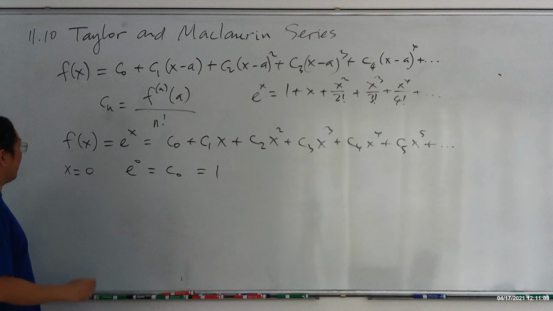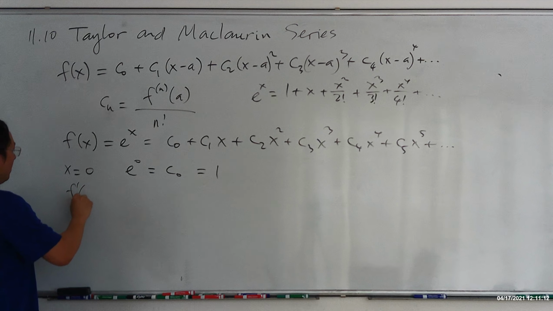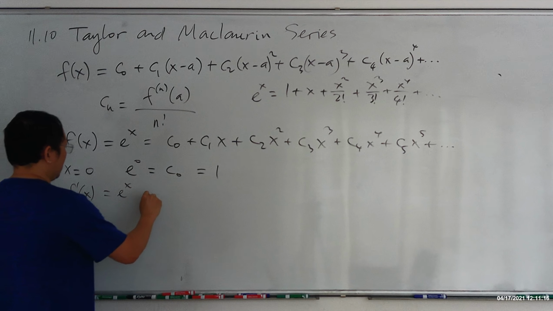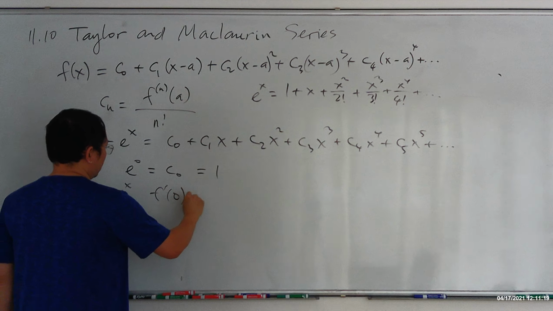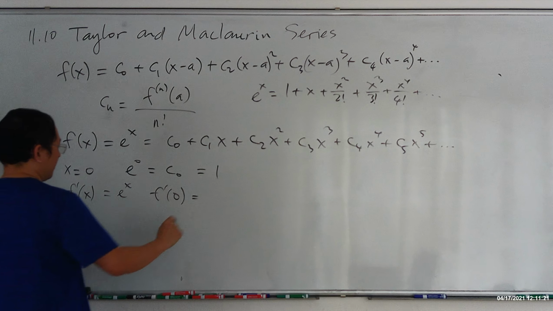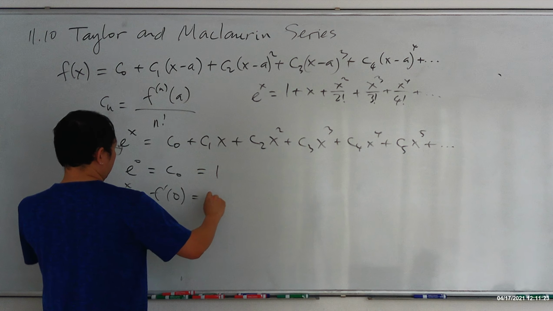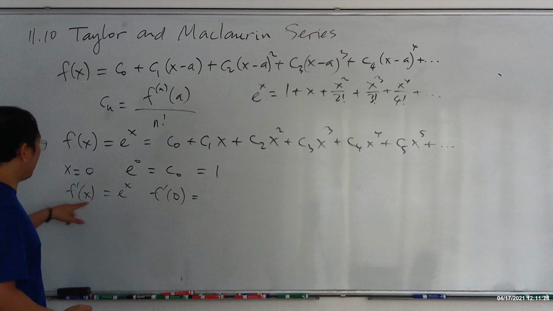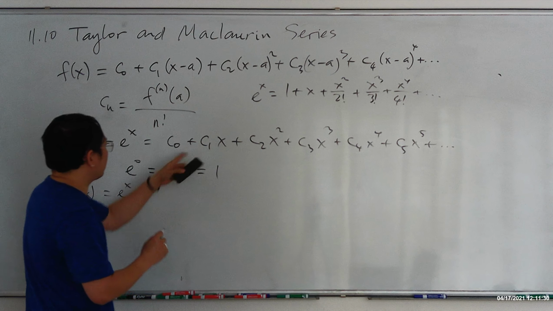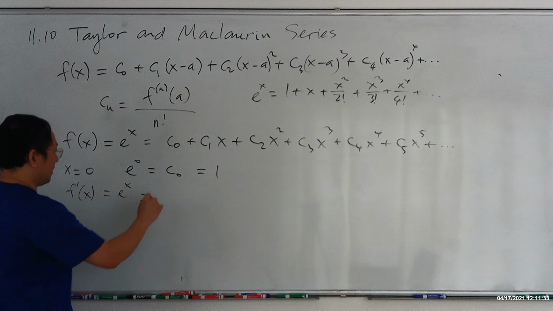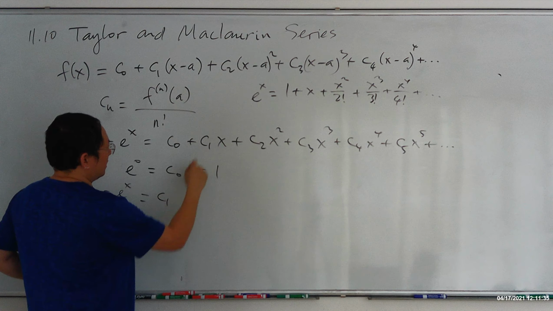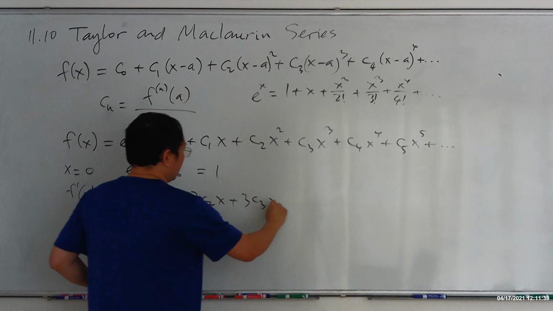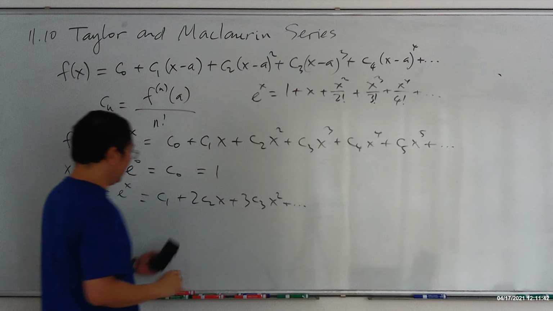Good. Now I'm going to take the derivative of this. f prime of x is equal to e to the x. So f prime of 0 is what? f prime of x is still equal to e to the x. Let me just write the whole thing down first. This is C1 plus 2 C2 x plus 3 C3 x squared plus dot dot dot.